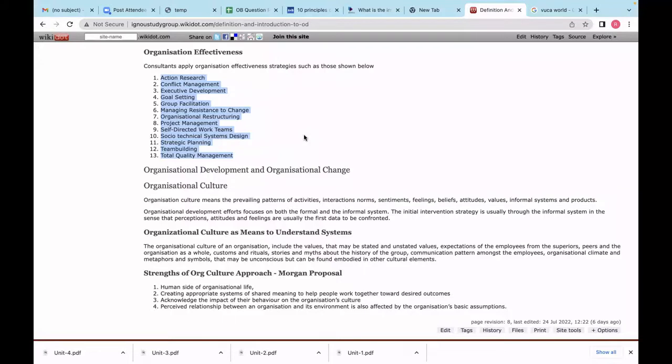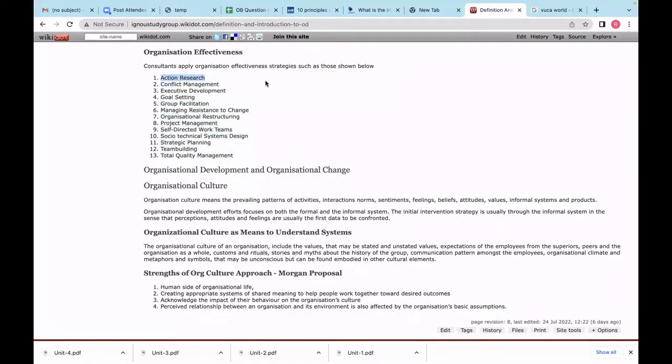They give strategies on how to restructure the organization. They even give tips on project management. They will help you make self-directed work teams. So all these are strategies which they bring up. The term which you might be confused by here is only action research. We already talked about socio-technical systems design, so that term remains the same here as well.